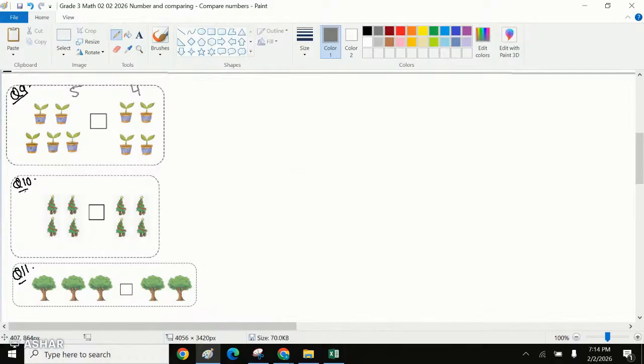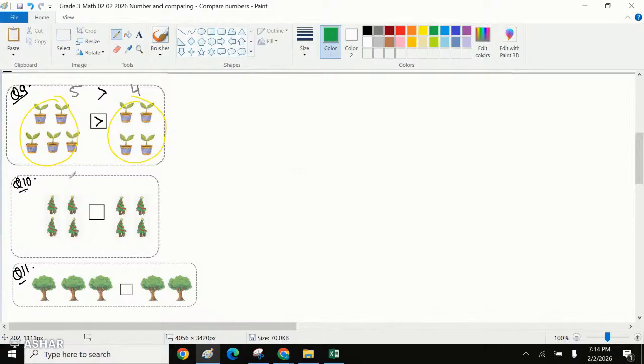So which is greater? 5 is greater or 4 is greater? We know that 5 would always be more than 4, right? 5, yes, thank you, Ethan. That means 5 is greater than 4 or 4 is less than 5. Yes. Question number 10.